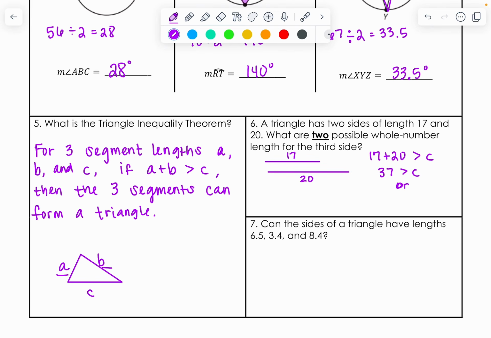Or we could have 17 plus something be greater than 20. And obviously 17 plus 3 would be 20, so our something is going to have to be greater than 3. Okay, so that's the idea.